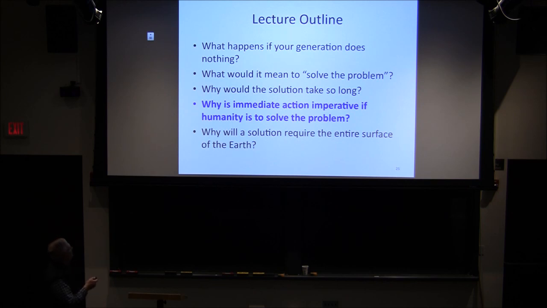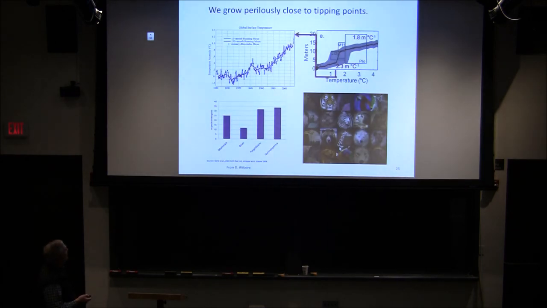So why is immediate action imperative if humanity is to solve the problem? Well, the answer is we're actually getting close to some sort of dangerous points. I already said that the temperature we've got today is quite close to the tipping point on that graph. It's starting to flirt with nonlinear danger points. The second is that for some of these problems, like the biodiversity problems, a large fraction of the species are already at risk. It's not like one or two.